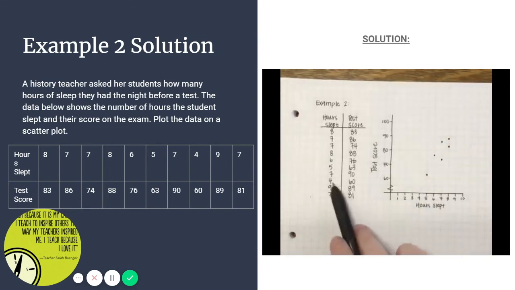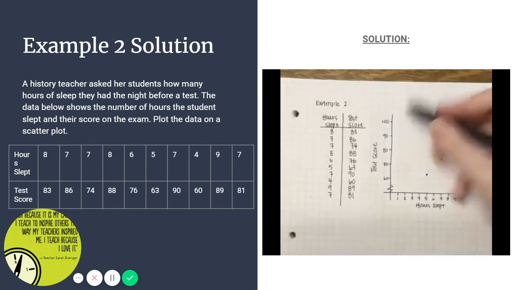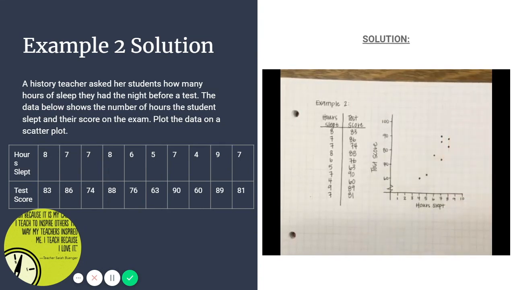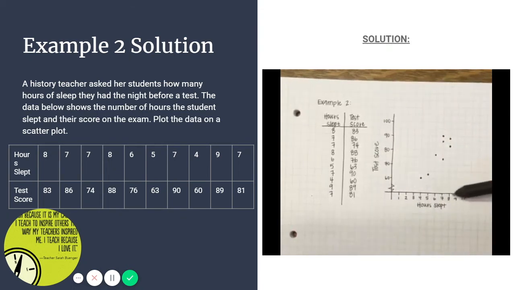7 hours with a 90. That one should be pretty easy for you to plot. 4 hours with a 60. 9 hours with an 89. That person was very well rested. And then 7 hours with an 81. So here's 80, so put it about right there. These dots here are not obviously perfect about where they're placed. It's just more of an estimate so that you get more of an idea of where those numbers are located.